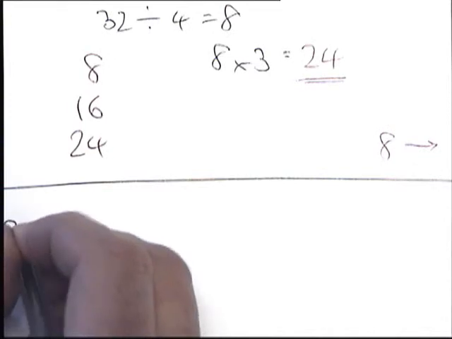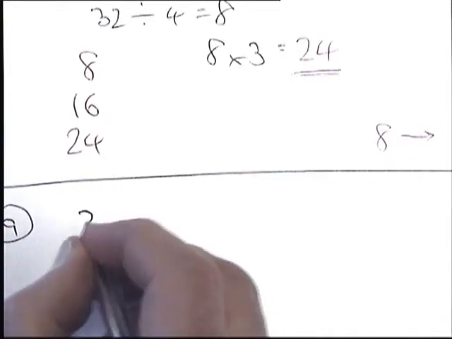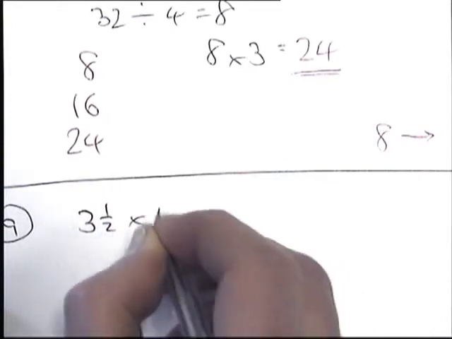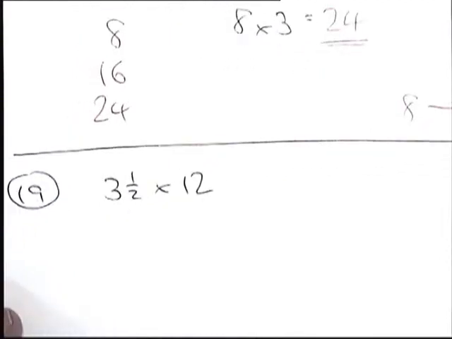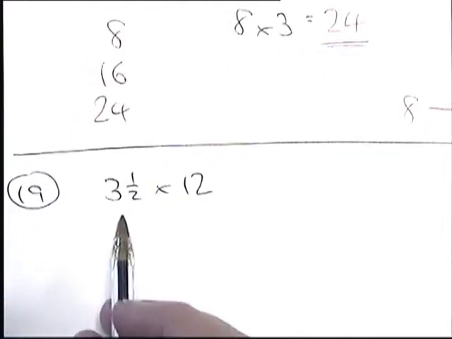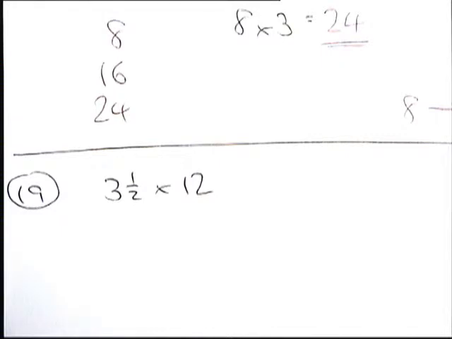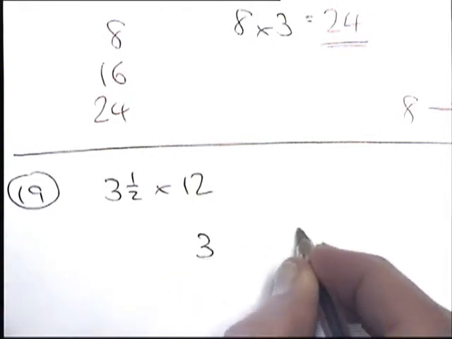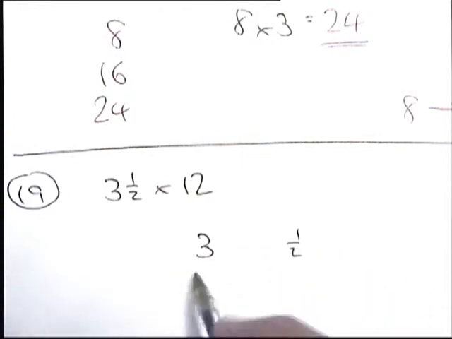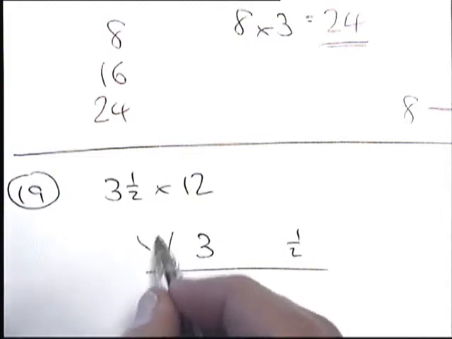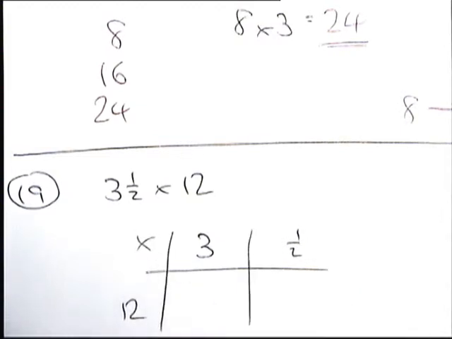The next question, question 19, is 3.5 times by 12. Now there's a whole number and a fraction here. Just like we did some timesing and splitting up before, I'm going to split this 3.5 up into 3 and a half. And I'm going to times that by 12 using the grid.